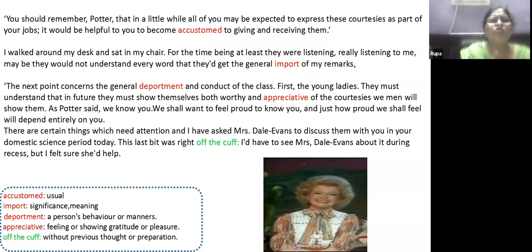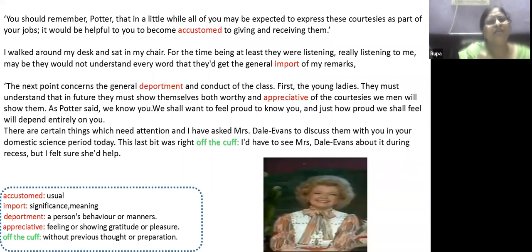Maybe they would not understand every word, but they would get the general import of my remarks. Now, this is what happened after telling them that courtesies are very important in their life, and that they must make it a habit of giving respect and taking respect. He sat on his chair, and for that moment, he was able to understand that the children were all paying attention to him. They were listening to him, not just acting as if they were listening, but really listening to him.